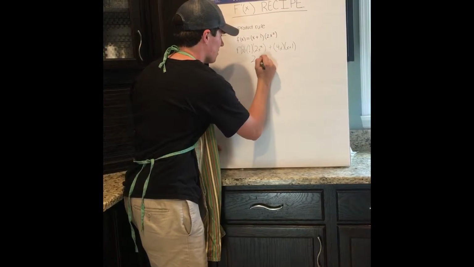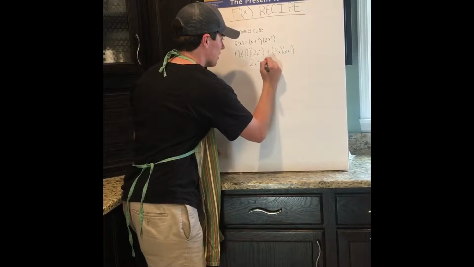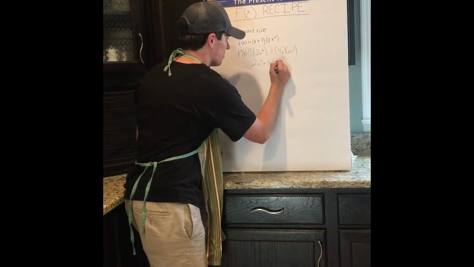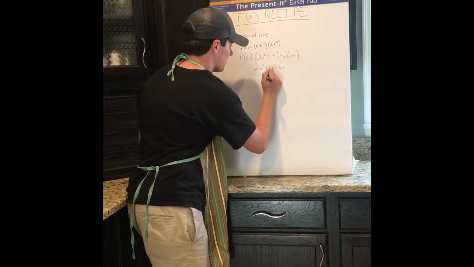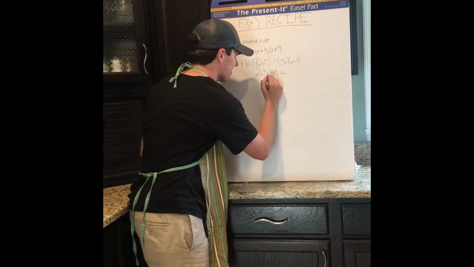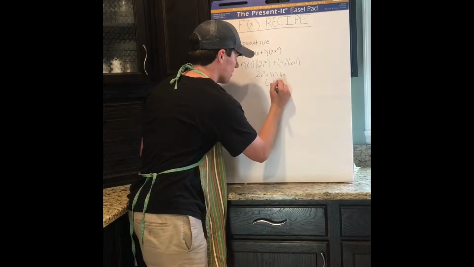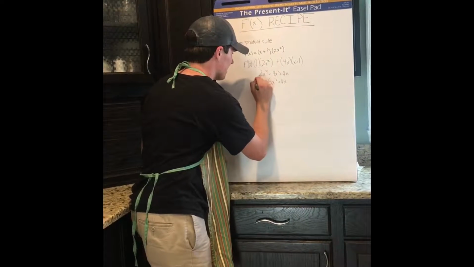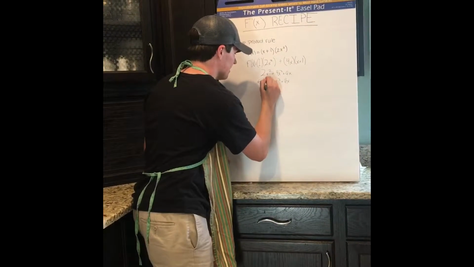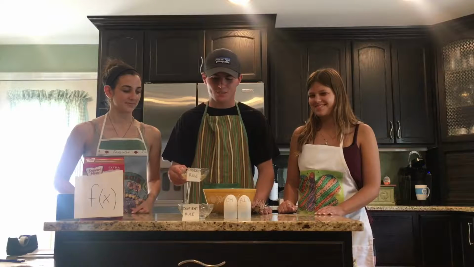So we would be left with 2x squared plus 4x squared plus 4x, leaving us with 6x squared plus 4x. And that is your product rule. Now we could add our product rule to our function.